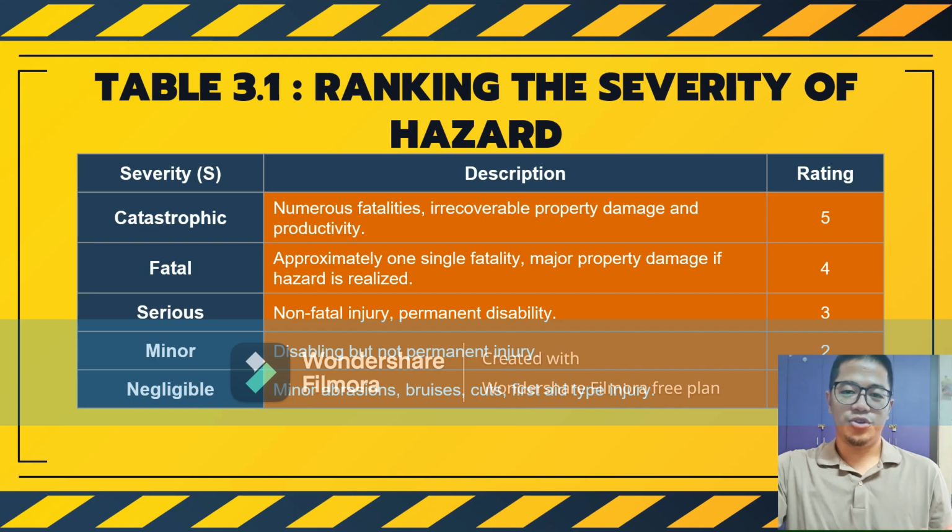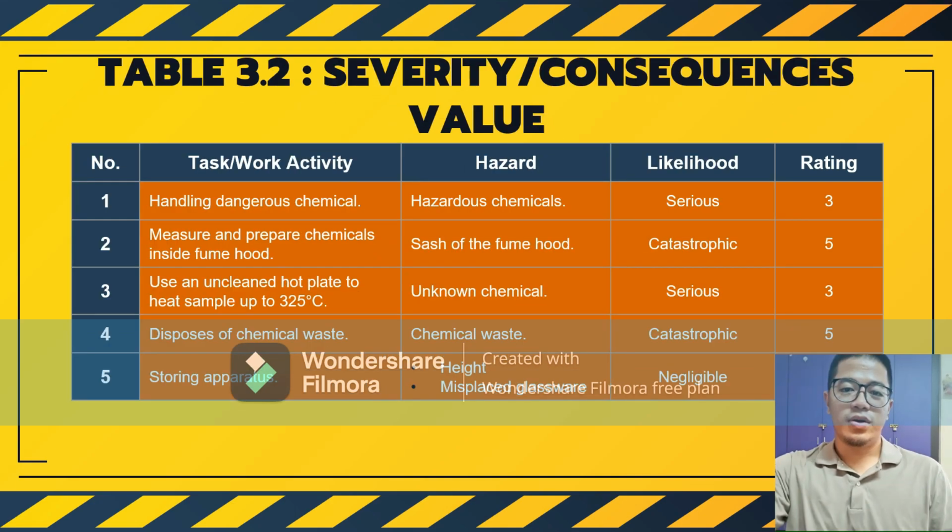Now let us look at table number 3, where we rank the severity of hazard. The highest one is catastrophic, followed by fatal, and then serious, minor, and negligible. As for work activity, for handling dangerous chemical and using an unclean plate, the rating is 3. But for measuring and preparing chemicals inside the fume hood and disposal of chemical waste, the rating is number 5, which is catastrophic. And lastly, storing apparatus, the rating is number 1, which is negligible.